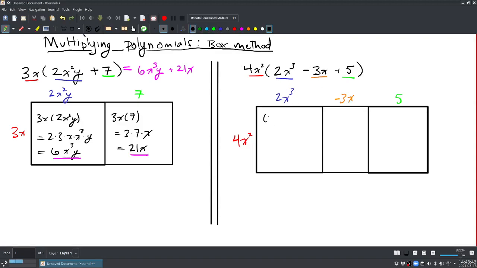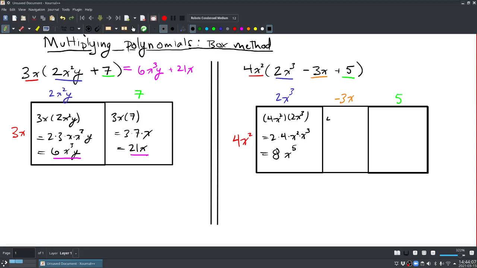And we multiply it out again, 4x squared times 2x cubed. We end up with 2 times 4 times x squared times x cubed. So 2 times 4 is 8. X squared times x cubed, we add the exponents because the bases of x are the same. 2 plus 3 is 5. 1, 2, 3, 4, 5 x's.